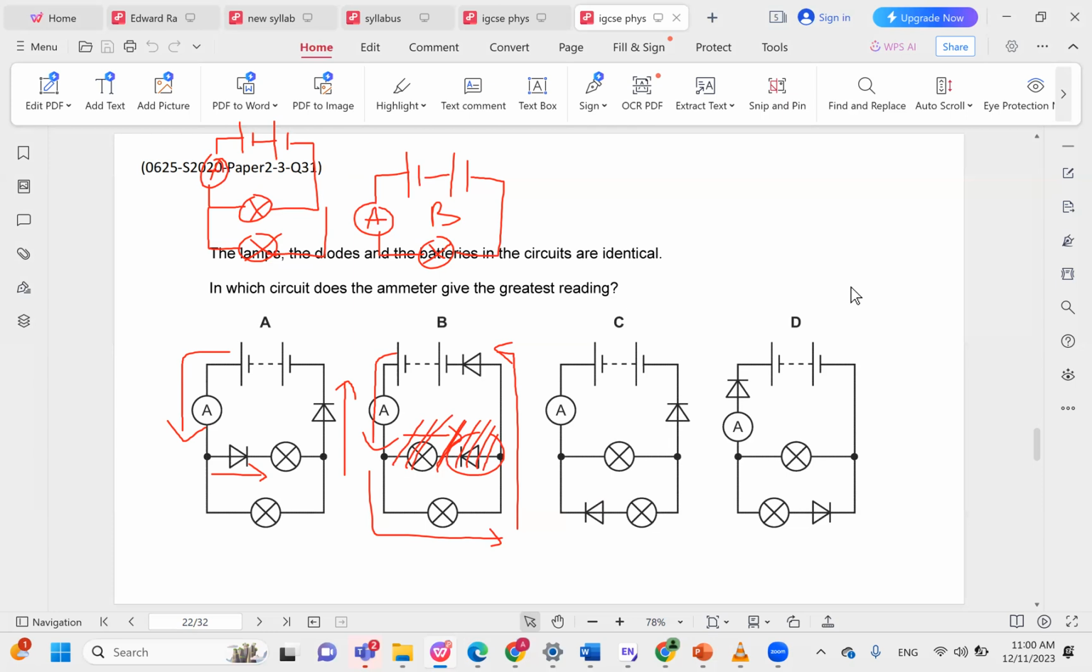What about choice C? Well, choice C, the current will flow in this direction, will flow here, and it's allowed to flow and go back. But if it tries to flow here, it is blocked by the diode. So we can basically remove this part from the circuit. And the circuit now looks like this.